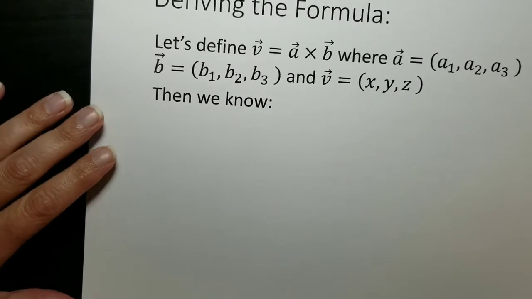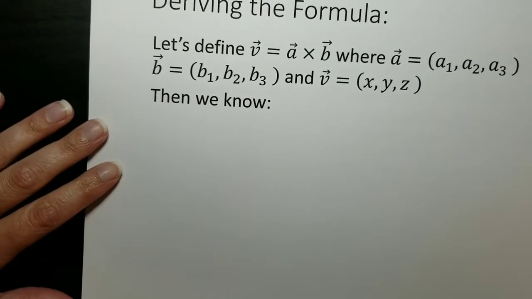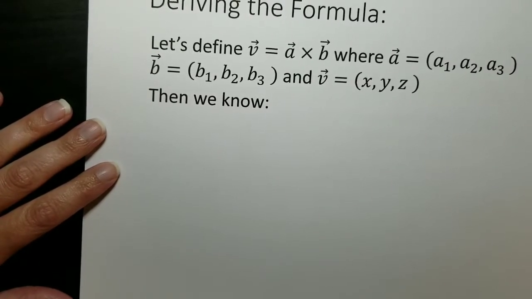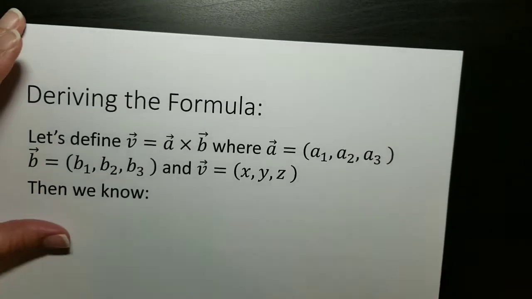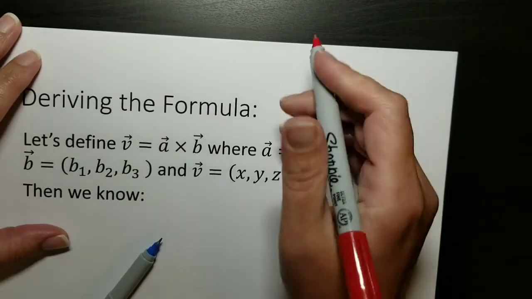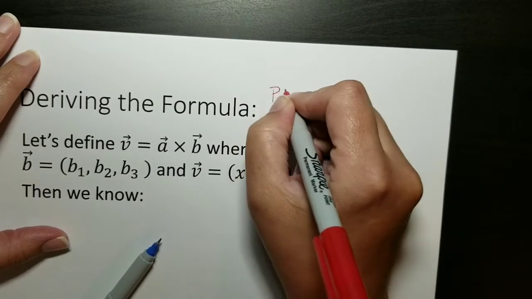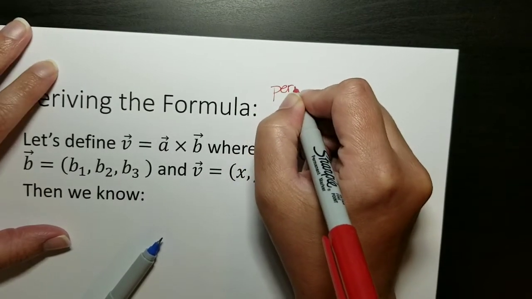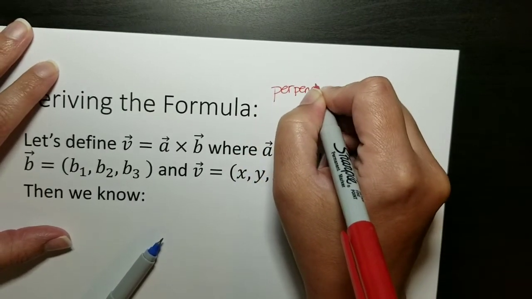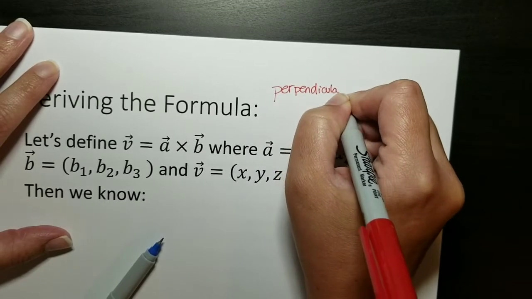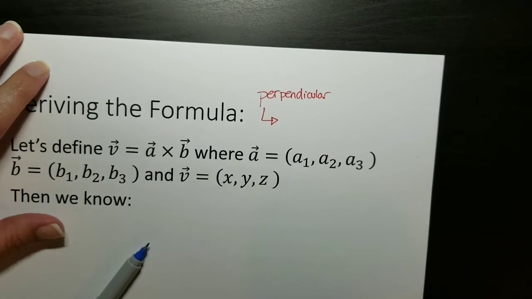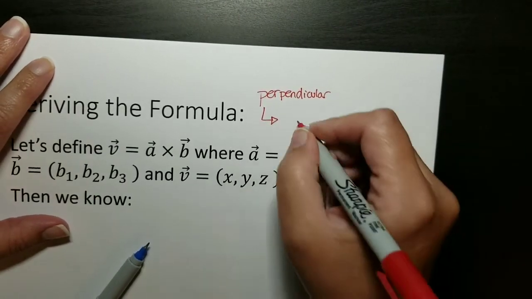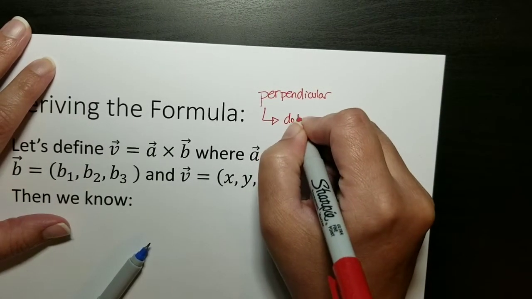So if we know that A cross B gives us a vector that's perpendicular to both of those, earlier in this unit, I said that if you saw the word perpendicular, I wanted you to immediately think one important thing with vectors, and that was the dot product is 0.